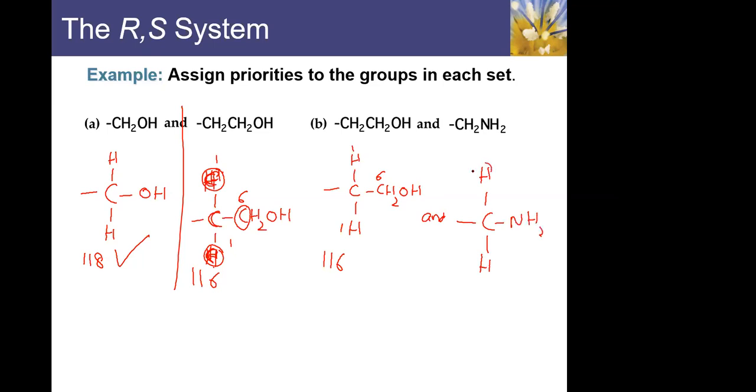Carbon is connected to what? Hydrogen, nitrogen, and hydrogen. So this will be 1, 1, 7. So which one should we give priority, this or this one? Right, this one.